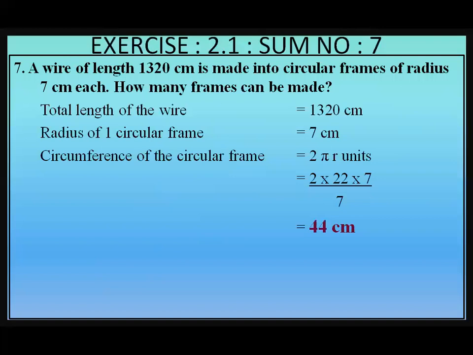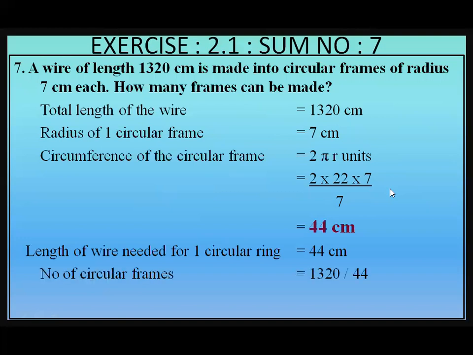So if you want how many circular frames can be made with 1320 centimeters, you have to divide 1320 by 44 centimeter, which is needed for one circular ring. So when you divide, you can make 30 frames out of it.